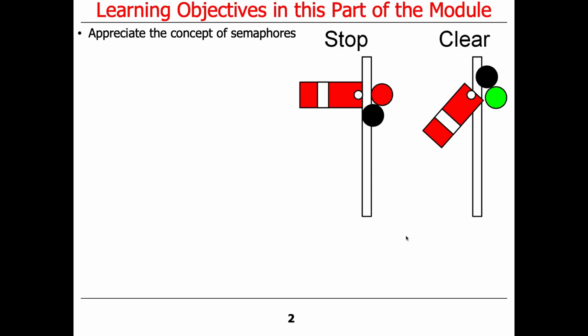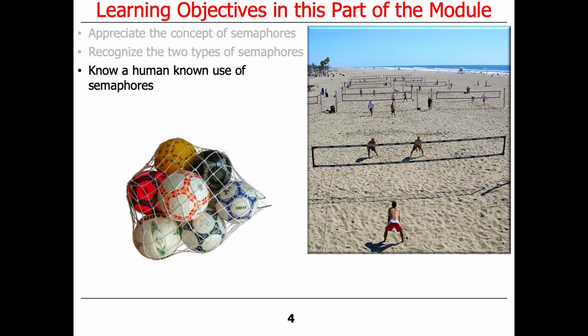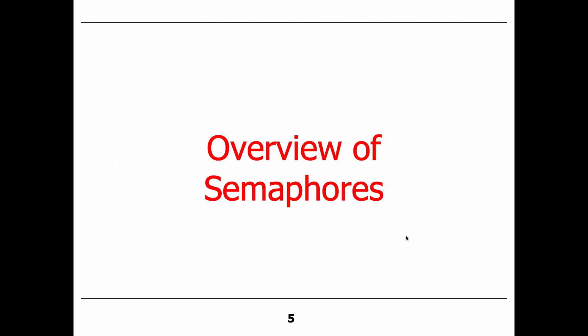So we'll talk about semaphores. I'll explain what a semaphore is. I'll talk about the 2 different types of semaphores, which are counting semaphores and binary semaphores. I'll reiterate the human known use of semaphores. You've already heard it, so we'll go through that very fast. It's the beach volleyball tournament stuff.